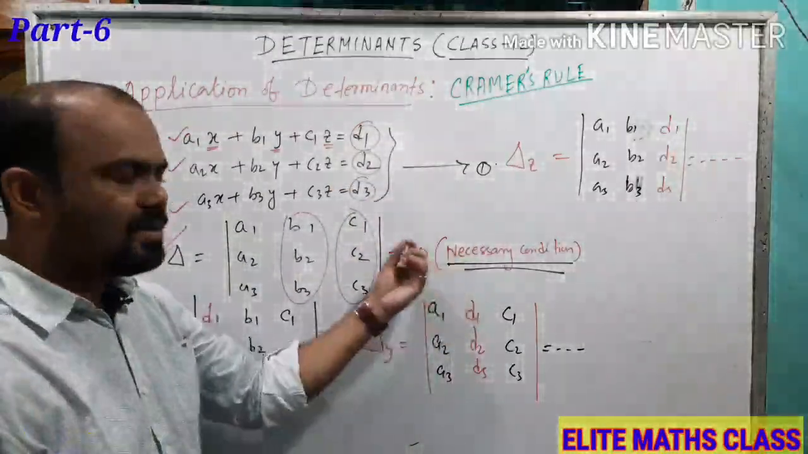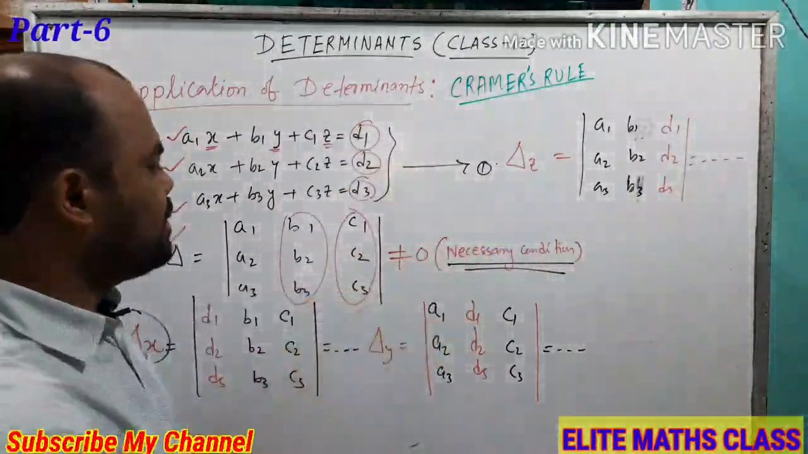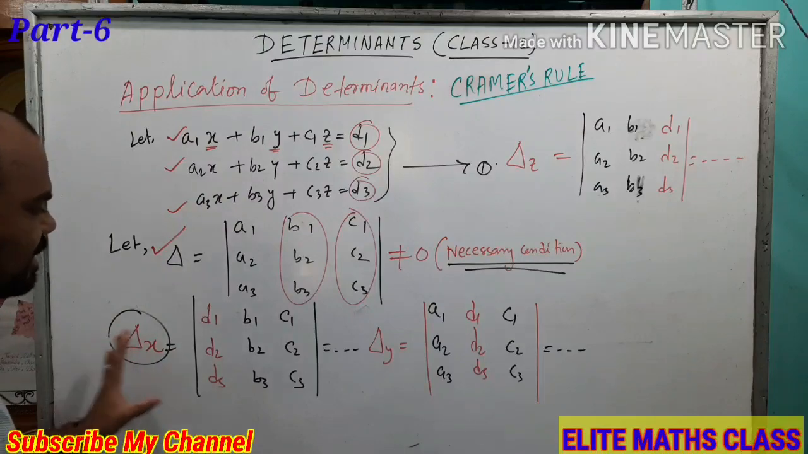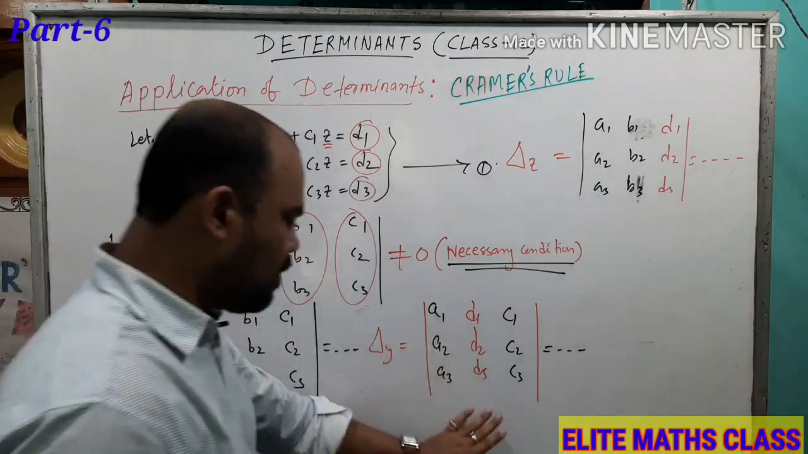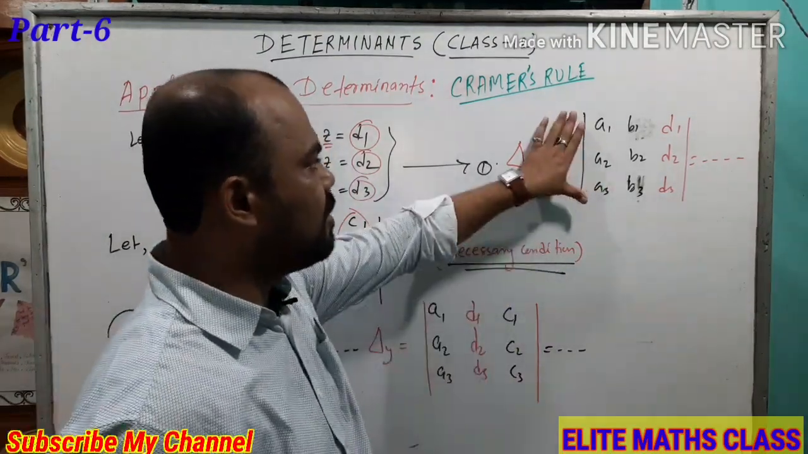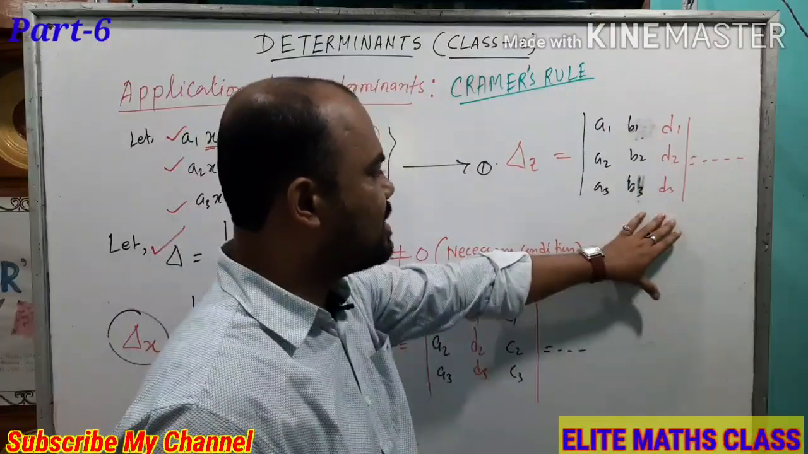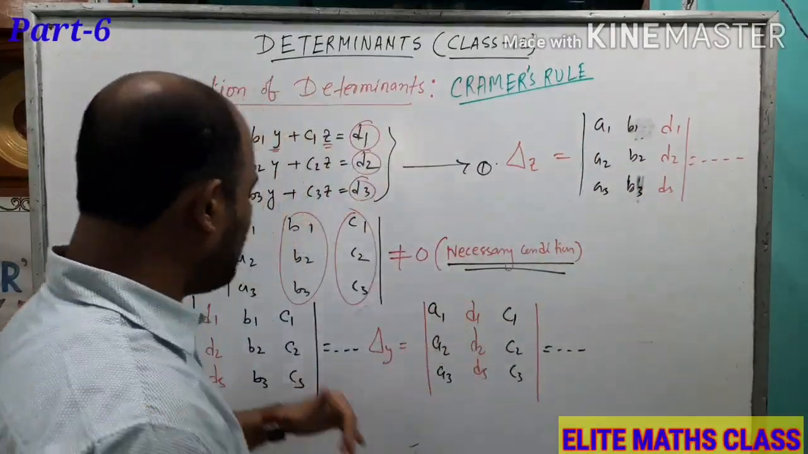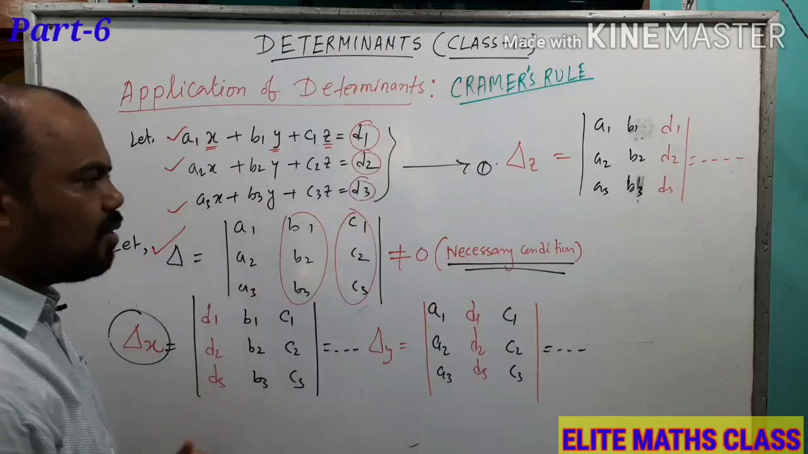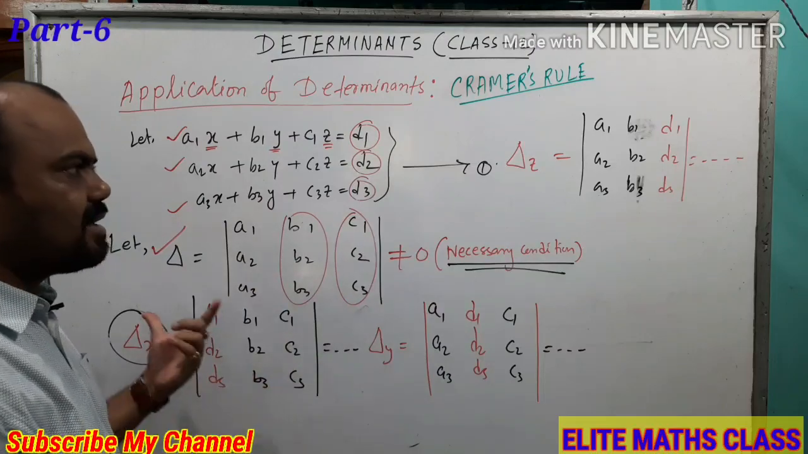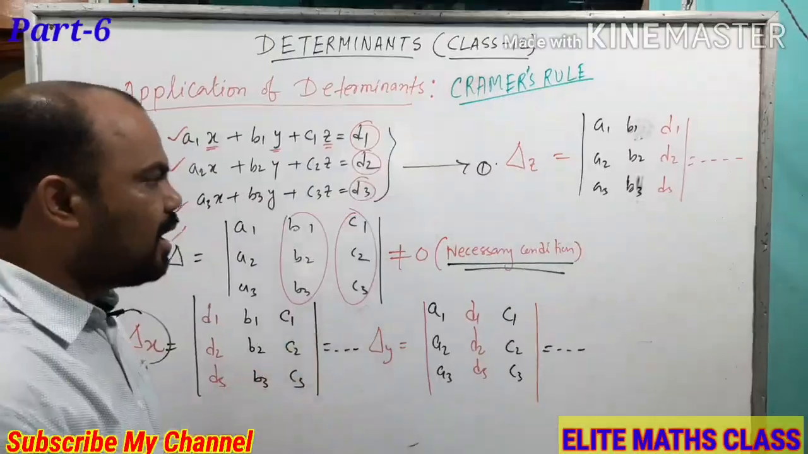If del is equal to 0, then Cramer's rule is not applicable in this case. Then form del x and find the value of del x, then form del y, find the value of del y, then form del z, find the value of del z. If del z, del y or del x is 0, no problem; the values of del x, del y, del z may be 0 or may be non-zero.